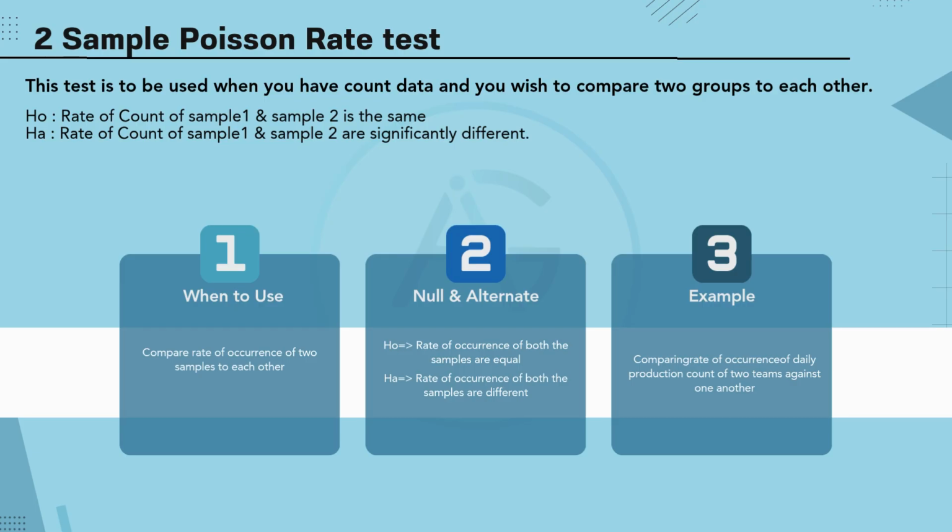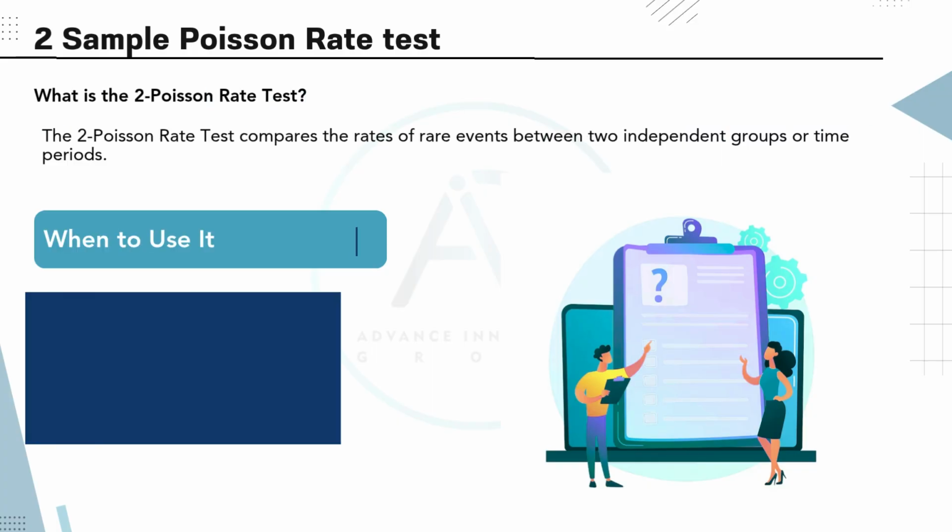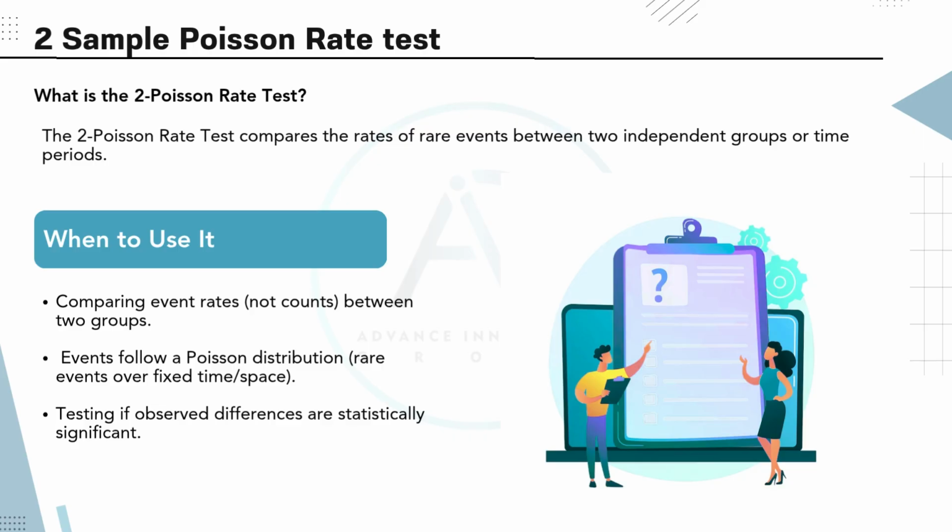We want to compare the rate of daily defects between these two teams to see if one team has a significantly better or worse defect rate. In this slide, we dive deeper into understanding what the two-sample Poisson rate test is and when to use it.